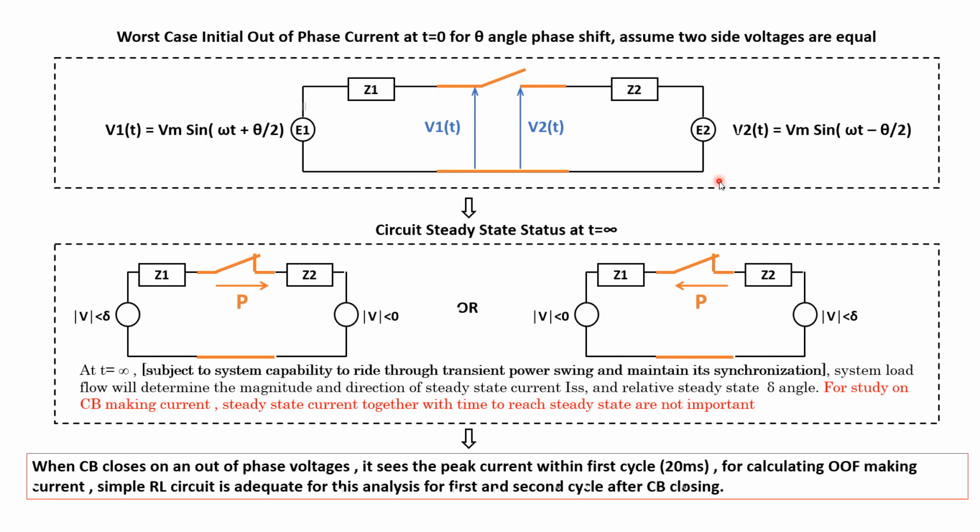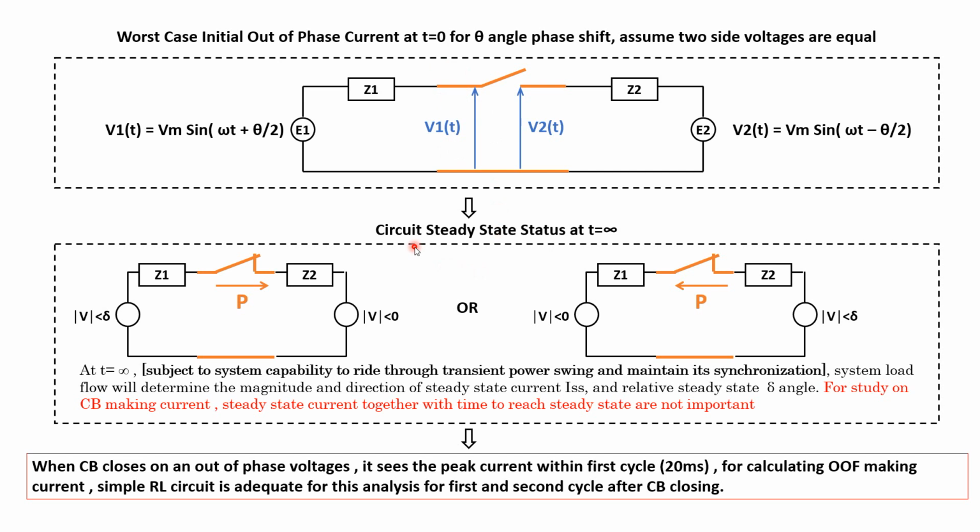So then we're going to the worst case initial out of phase current at t equal to 0 for a theta angle phase shift. Assume the two side voltages are equal. So we're assuming the voltages are equal, and we put plus theta divided by 2 and minus theta divided by 2, and that's the initial condition. It was for closing this breaker in a two out of phase system, which has these voltages. When there is no current here, this voltage is on here, and this voltage is here.